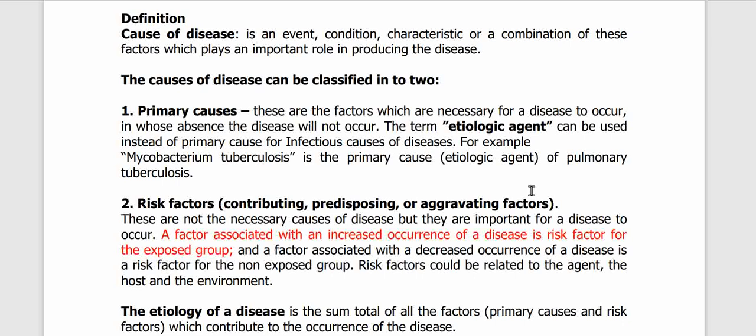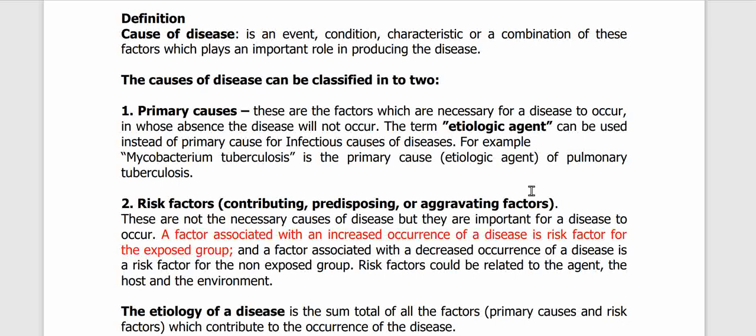And a factor associated with a decreased occurrence of a disease is a risk factor for the non-exposed group. So the risk factor could be related to the agent, the host, and the environment. So it is not the actual cause of a disease, but it contributed to the occurrence of a disease.